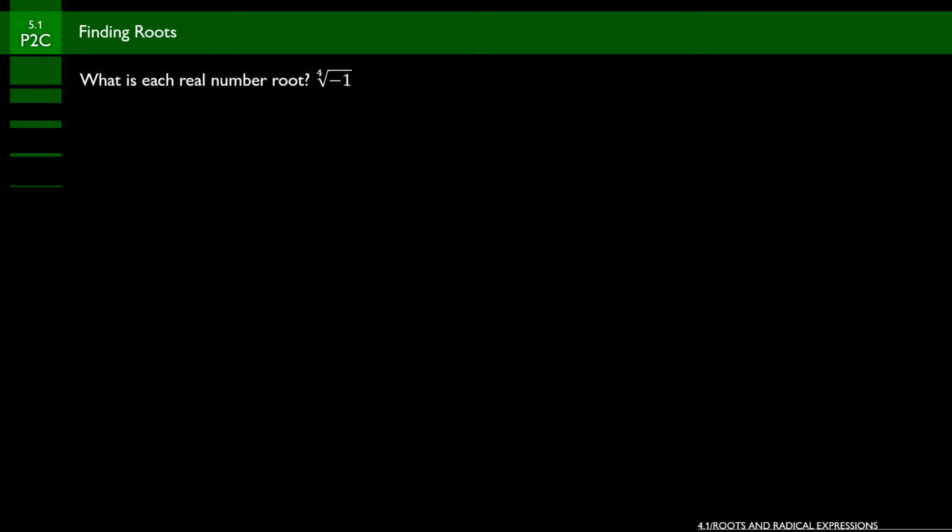For 2c, we're asked what is the fourth root of negative 1? So again, we're dealing with an even index and a negative in the radicand. That tells us there can be no real solutions, so your answer is no solutions.